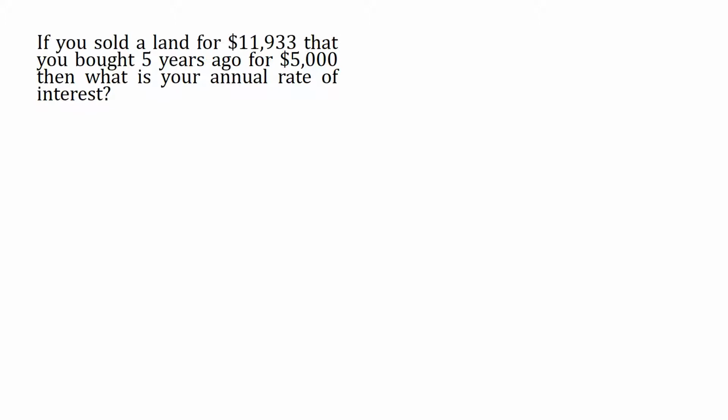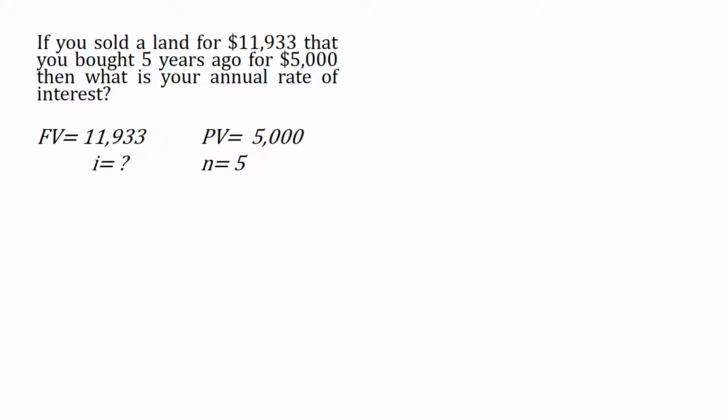According to this activity, you bought the land 5 years ago for $5,000, so this is your present value, and you sold it for $11,933. So we have the future value, we have the present value, and we have the number of time periods, which is 5 years, and here we are going to try to solve for I.